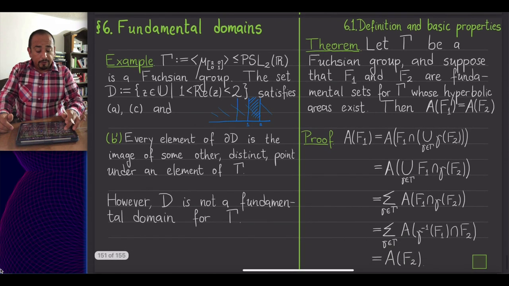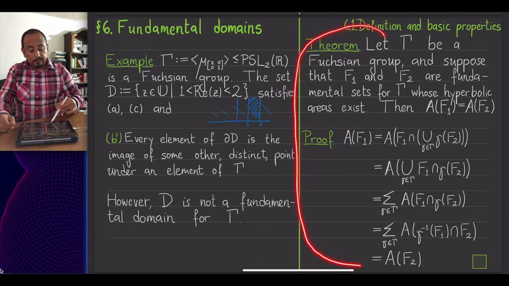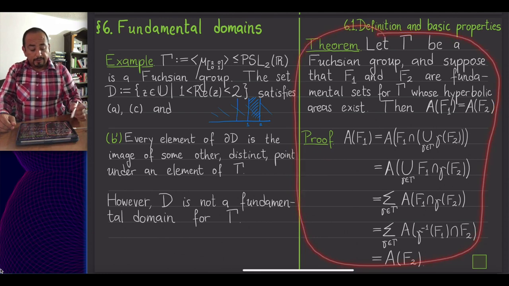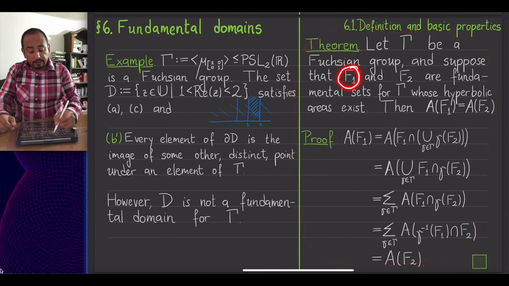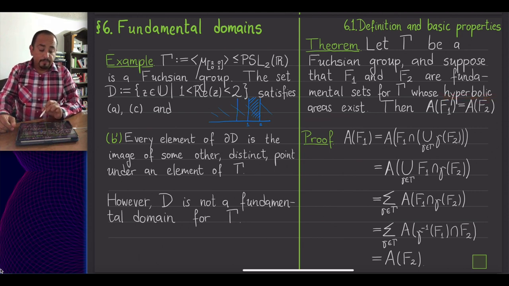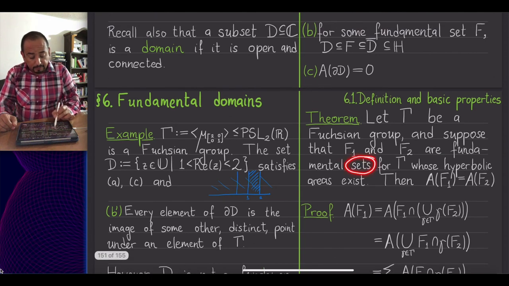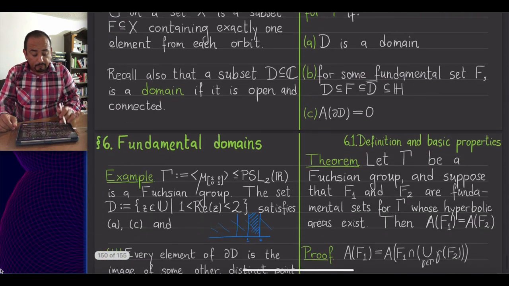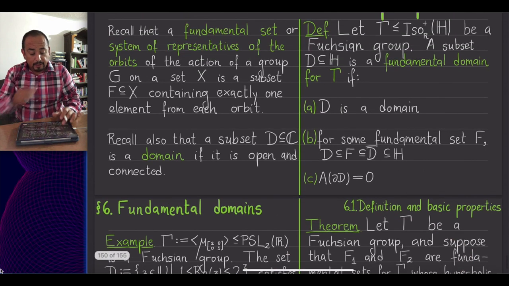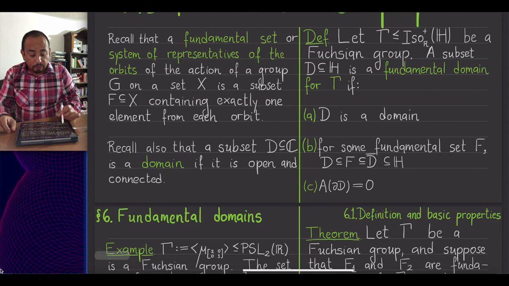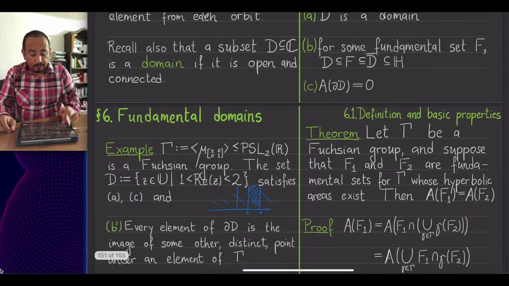Now, the first result, to get something out of the way, is that if I have two fundamental sets whose hyperbolic areas exist, then those hyperbolic areas are equal. Notice that here I'm saying fundamental sets, not fundamental domains. But as a corollary of this theorem, any two fundamental domains would have the same hyperbolic area.